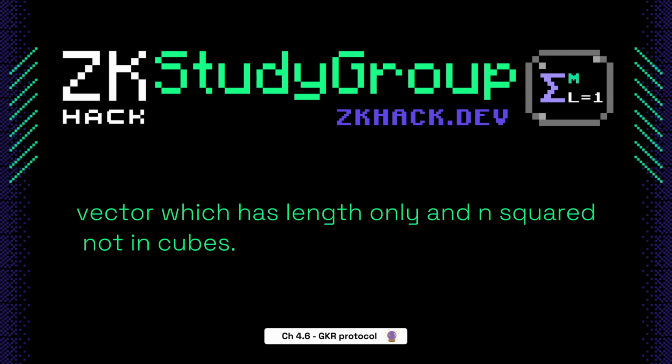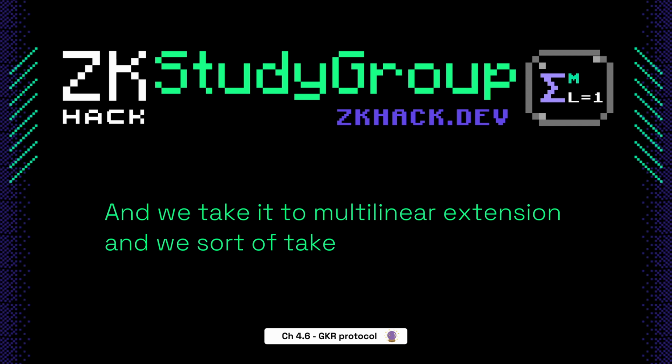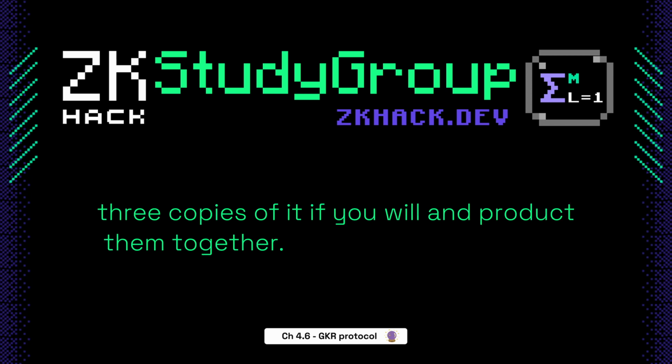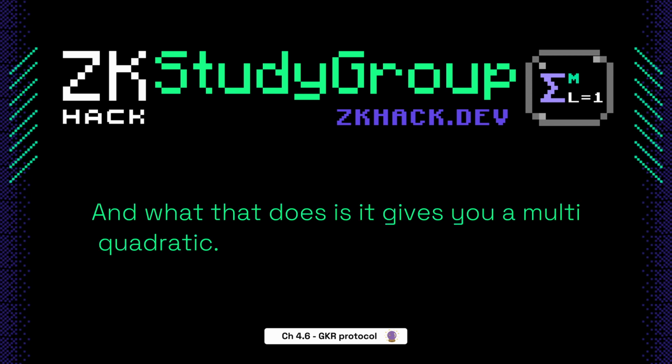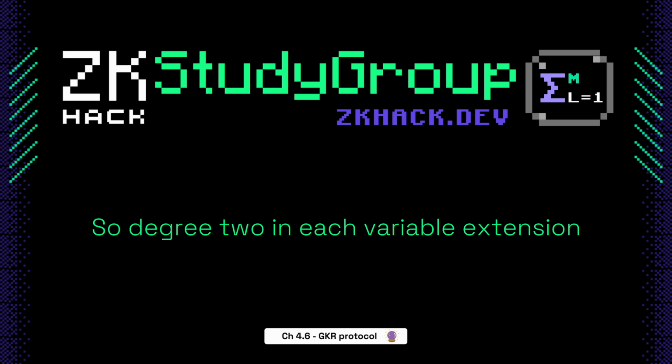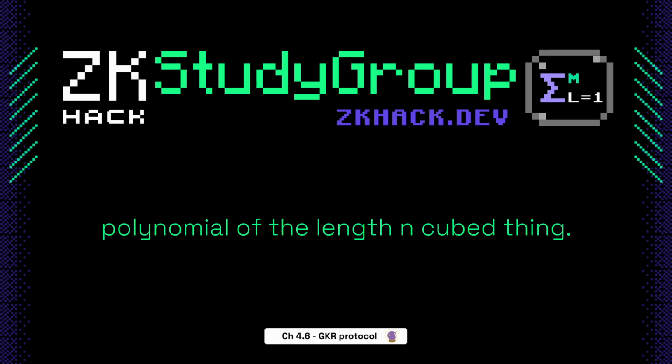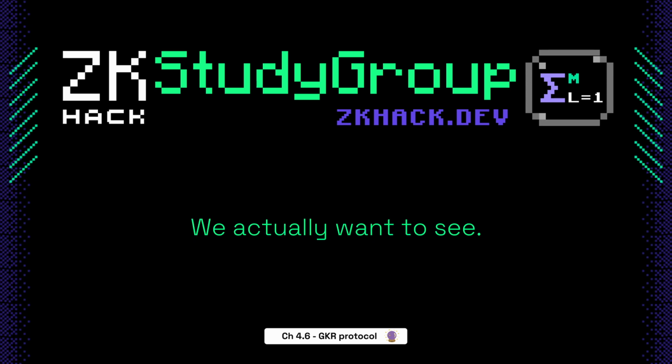The way we actually identify that extension polynomial, which is not itself multilinear, is we take the input vector, which has length only n squared, not n cubed, and take its multilinear extension, and we take 3 copies of it and multiply them together. That gives you a multi-quadratic, so degree 2 in each variable, extension polynomial of the length n cubed thing we actually want to sum.